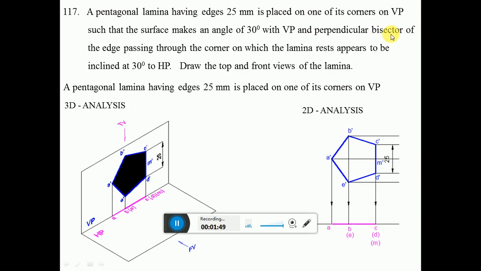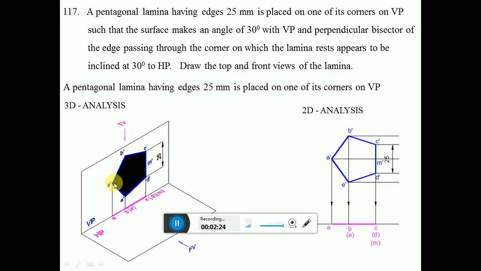The perpendicular bisector is the line joining the corner to the midpoint of the opposite edge. So in this case we have to consider A dash to C dash and D dash. This is because he says the surface makes an angle of 30 degree with VP. So initially the surface has to be parallel to VP.